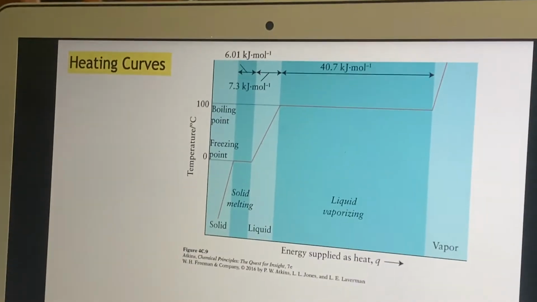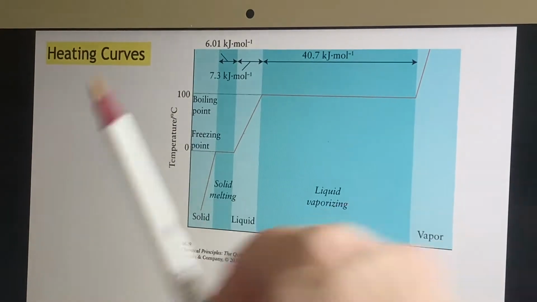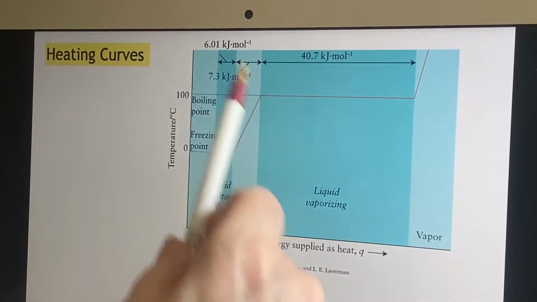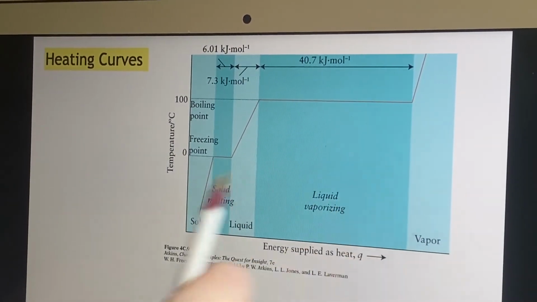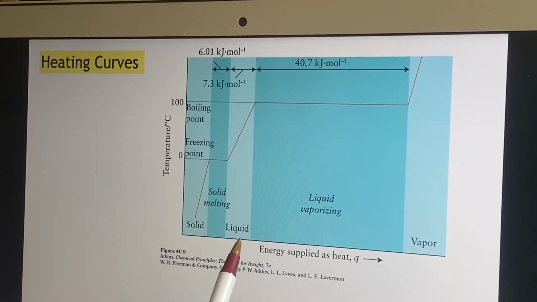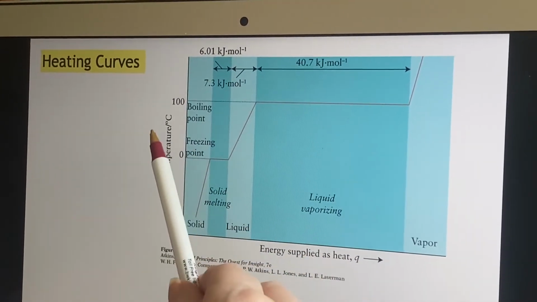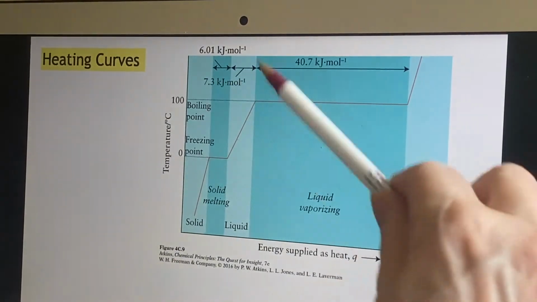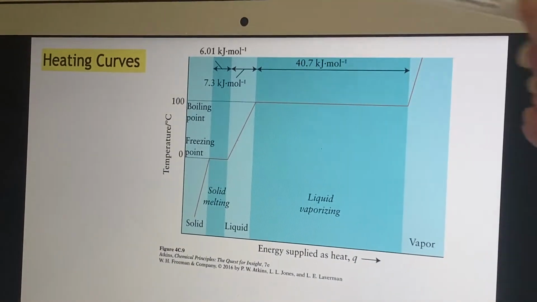We're going to talk about heating curves now. What is a heating curve? Well, it talks about the substance, and whether it is a solid, a liquid, or a gas, and at what temperature your sample is existing. And we know certain things.